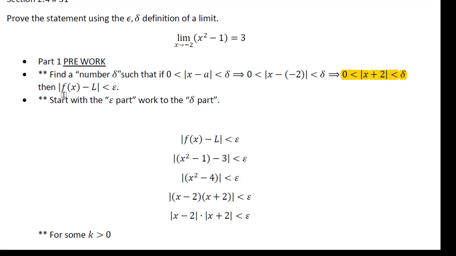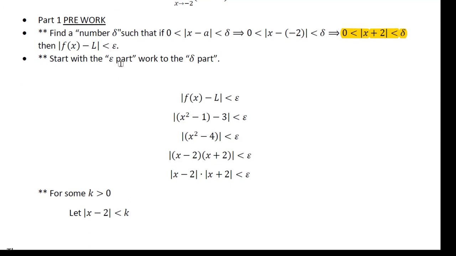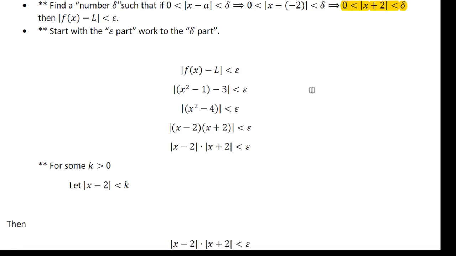Then we have the absolute value of f of x minus L is less than epsilon. I like to start with the epsilon part and work through to find the delta part. In other words, I start with this epsilon part and do algebra to find how I compare with the delta part. The epsilon part is the absolute value of f of x minus L less than epsilon. So I plug in f of x, I get x squared minus 1. I plug in L, I get 3. Simplify, I get x squared minus 4.